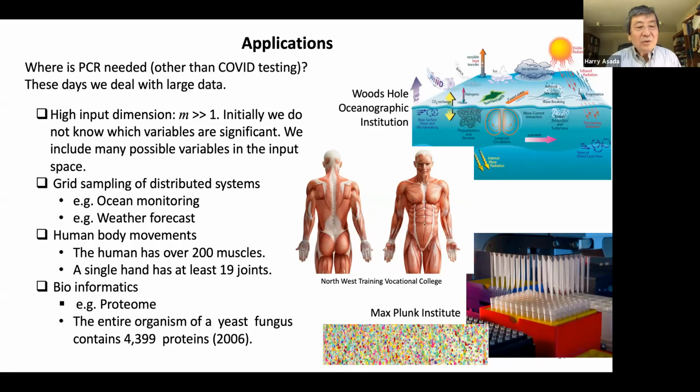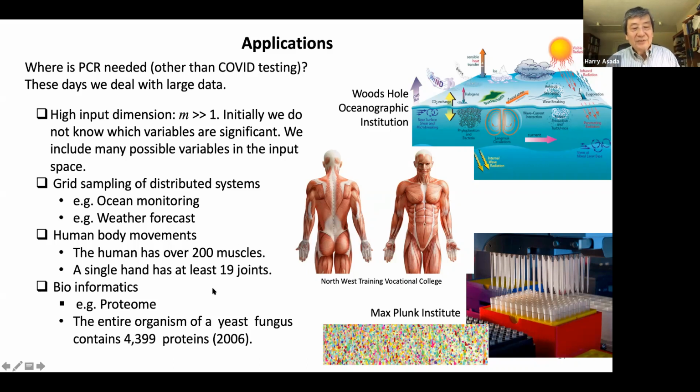You measure human body movements, right? And the human body has over 200 muscles. Even a single hand involves 19 joints, right? And by putting IMUs on and taking human movement, you deal with a high dimensional space.